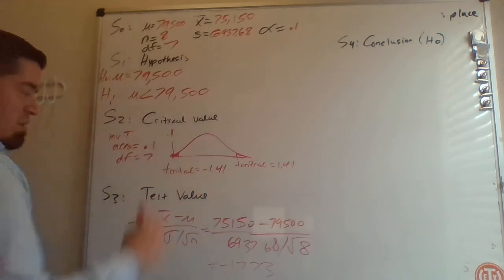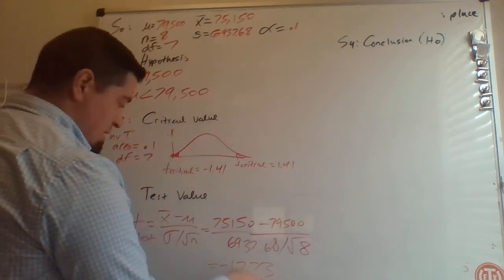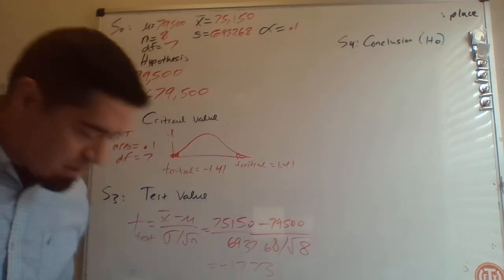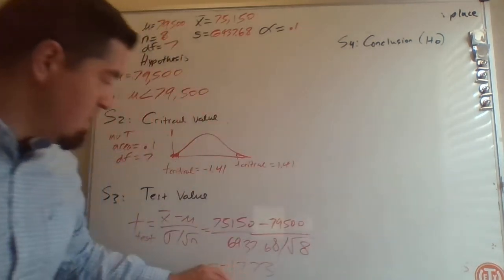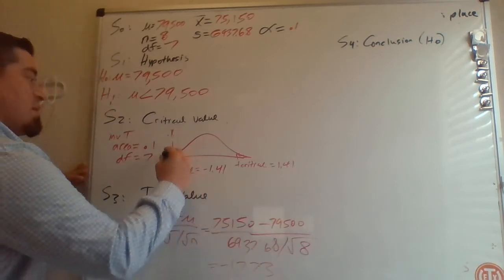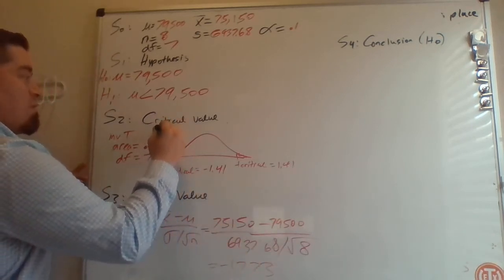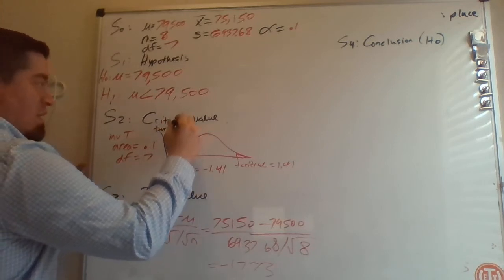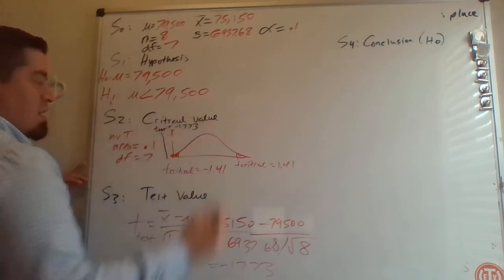This would be t critical. And again, it's important to distinguish those so that we don't get them confused. T critical is the cutoff. T-test is the test, right? So we're going to put it here. That would fall in the critical region, so it's negative 1.773.